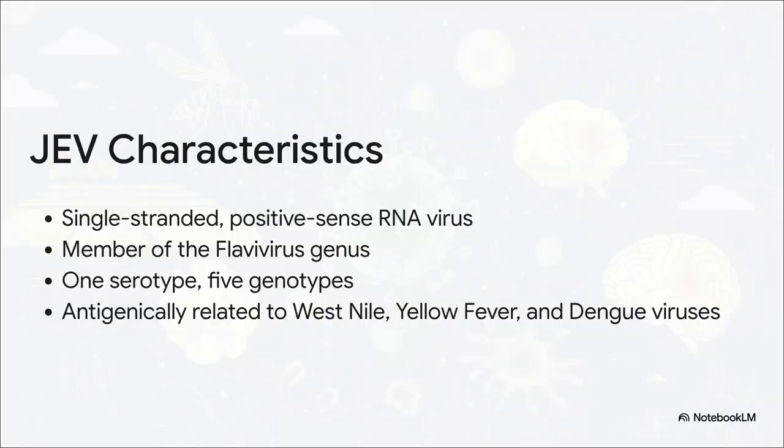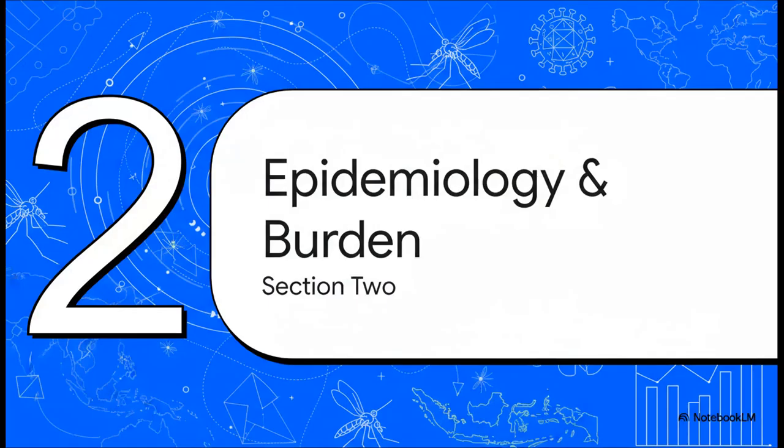So to get a bit more technical on its classification, JEV is a single-stranded, positive-sense RNA virus, and it's part of the flavivirus genus. Now here's a key point for your exams. There's only one serotype, but it has 5 distinct genotypes. Antigenically, this makes it a relative of some other big names you know: West Nile, yellow fever, and dengue. And why does that matter? Well, it has huge implications for diagnosis, especially when you think about potential cross-reactivity in serology tests. All right, let's move on.